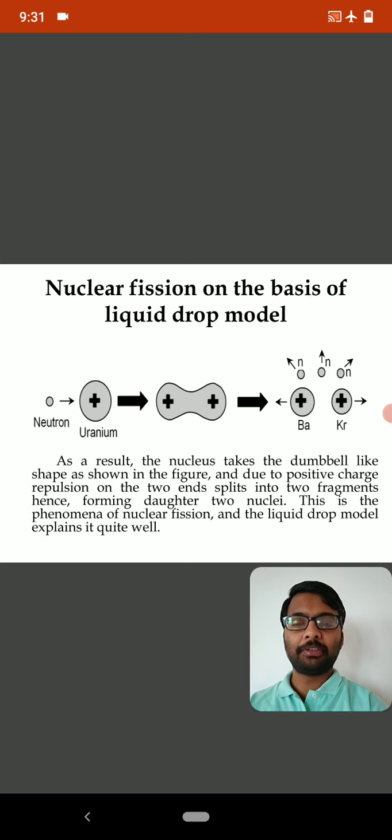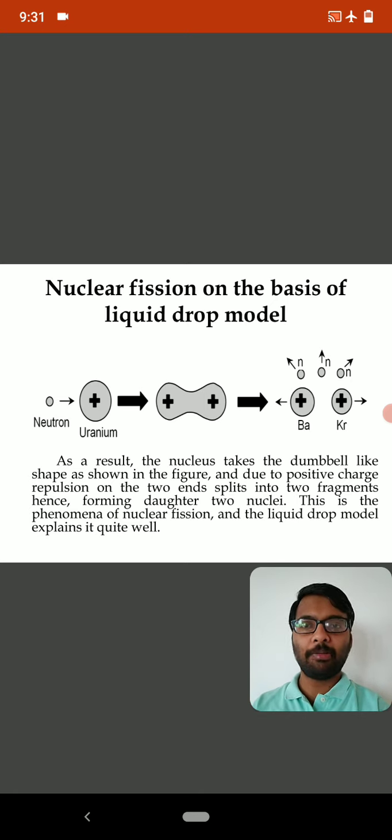How do we explain this nuclear fission process on the basis of the liquid drop model? A thermal neutron interacts with a heavy nucleus, for example uranium-238. Because of this interaction, a compound nucleus is formed, which has a dumbbell shape. Then, because of rapid oscillations, this dumbbell-shaped compound nucleus splits into two lighter nuclei, such as barium and krypton in this case. So this liquid drop model explains the nuclear fission process or reaction very effectively.